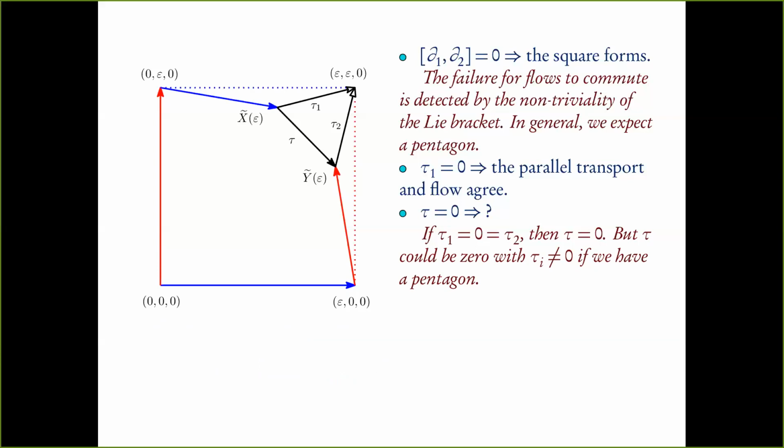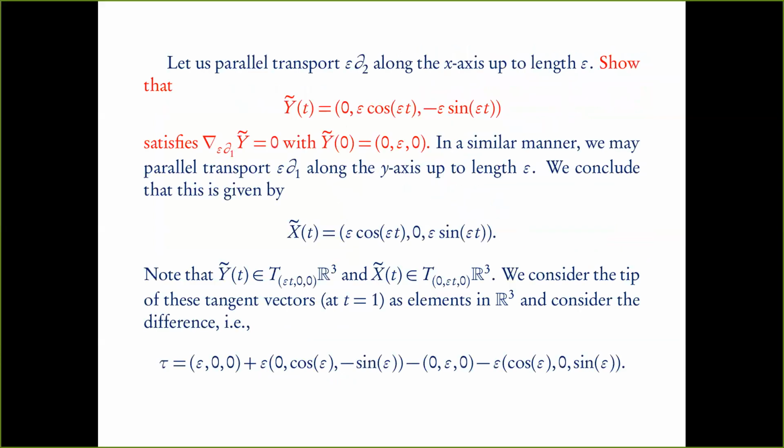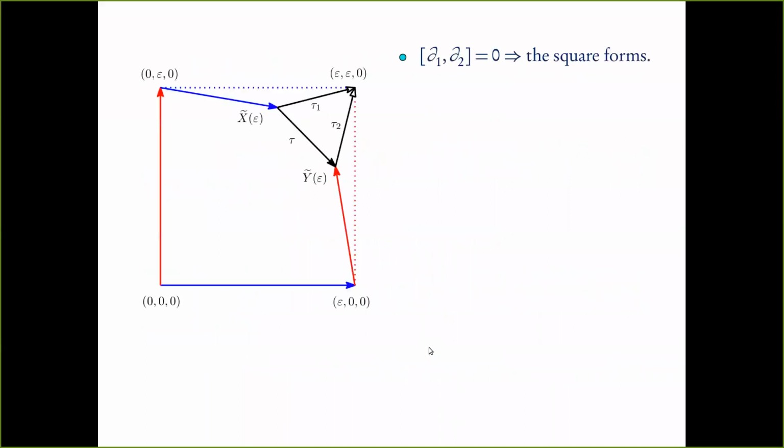Okay, so now let's expand. Remember we had this, let me go back one slide. So we had this tau, correct? And we obtained this by simply saying, look at the tip of y tilde, look at the tip of x tilde at t, plug in t equal to 1. Take the difference. But in general, you can expand this in powers of epsilon and see what you get. And that's what we're going to do.